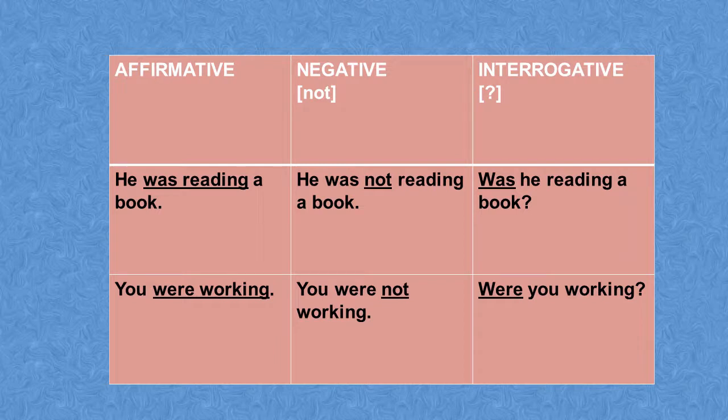Let's take a look at past continuous tense in affirmative, negative, and interrogative sentences. First, affirmative sentences. Example, he was reading a book. You were working. Next is negative sentences, in which we add not. He was not reading a book.